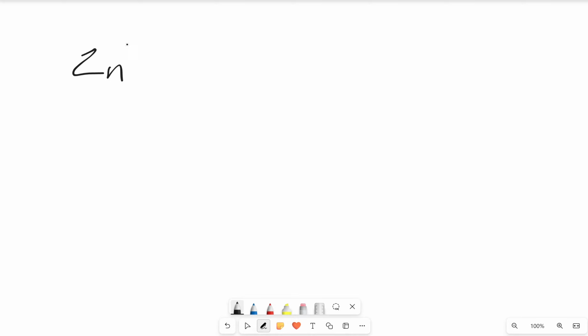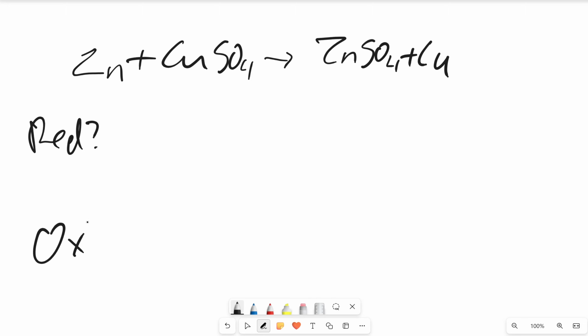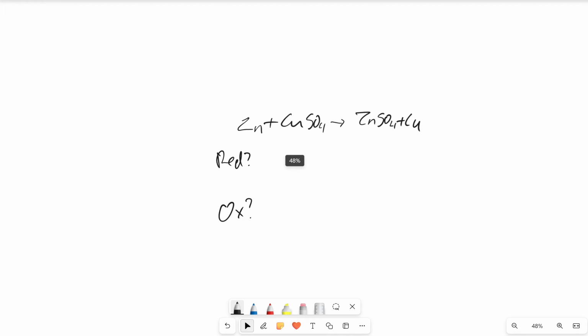So say we have the reaction zinc metal plus copper sulfate becomes zinc sulfate plus copper. Right, and this is copper 2 sulfate and zinc 2 sulfate. Okay. So what is being reduced? Red. And what is being oxidized? Ox. Okay, well, it might look really confusing and you might be like, what? I have no clue what to even think about.